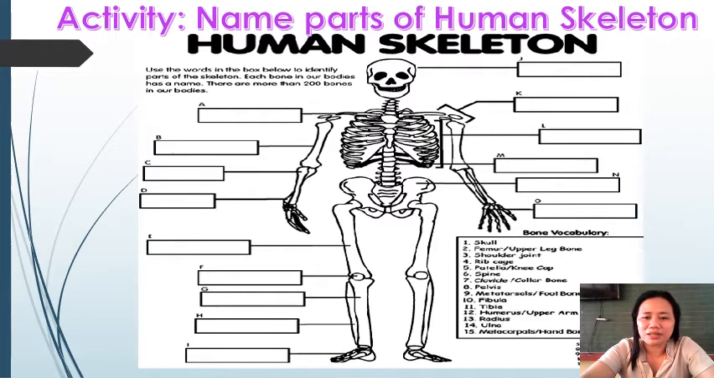Number 11, the tibia. Number 12, the upper arm. Number 13, the radius. Number 14, the ulna. And last, the metacarpals. Very good. Well done, class.